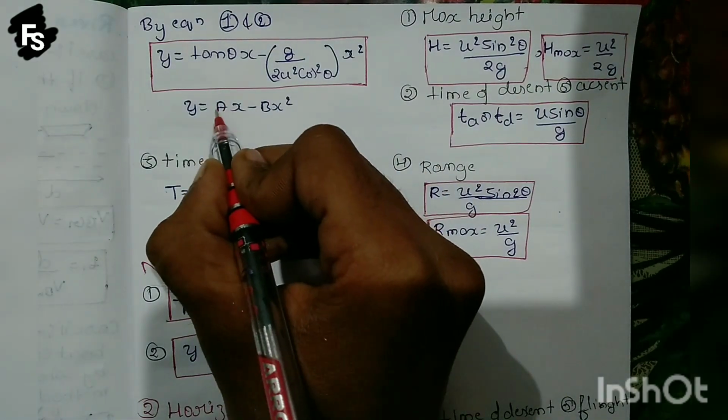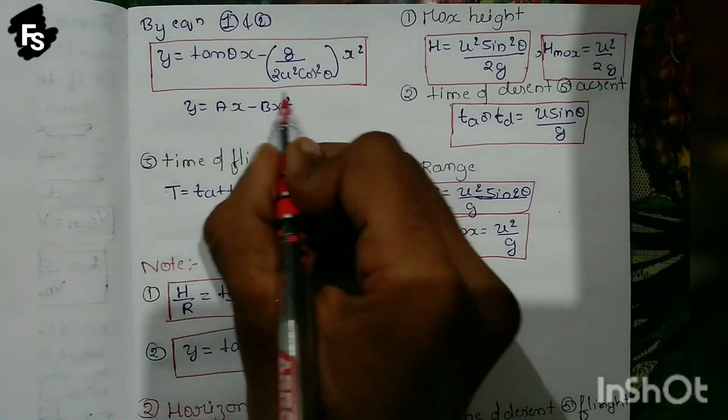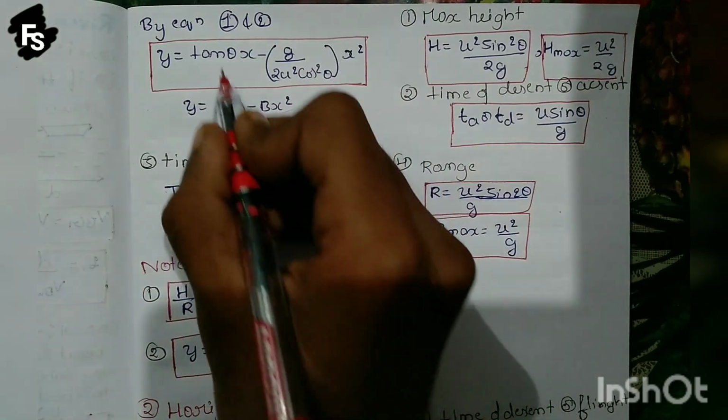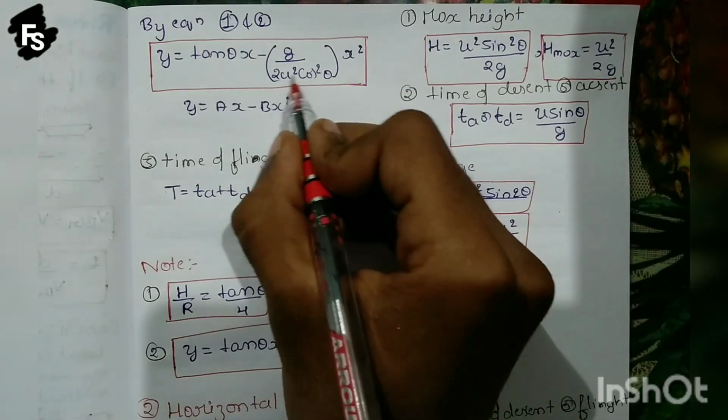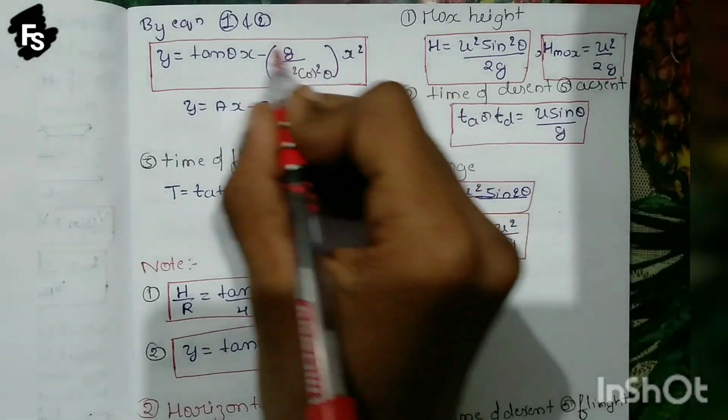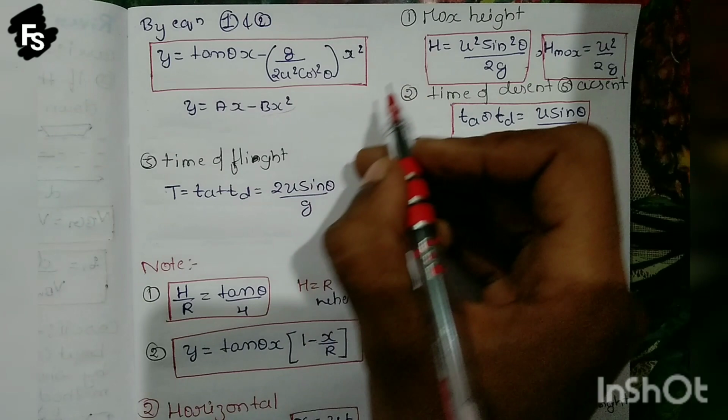If you want to find the value of a, and in the question there is an equation like this, you can find it easily by this formula. What is a? a equals tan theta and b equals g by 2u square cos square theta. This is also a very important formula in this chapter.